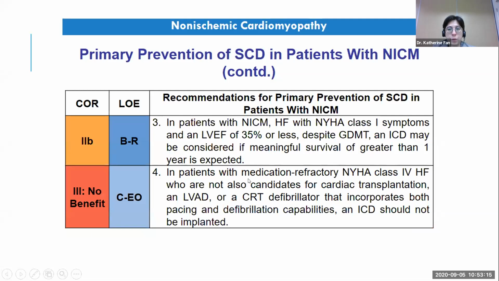And for those who are medication refractory heart failure, functional class 4, who are not candidates for any advanced heart failure therapy, such as heart transplant, LVAD, or even CRT defibrillator, ICD should not be implanted. So advanced heart failure class 4, not eligible for advanced heart failure therapy, is given a class 3.